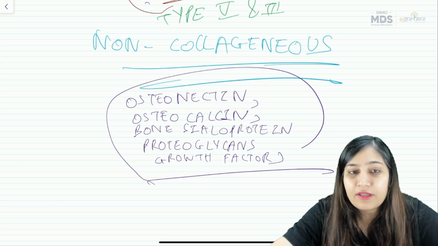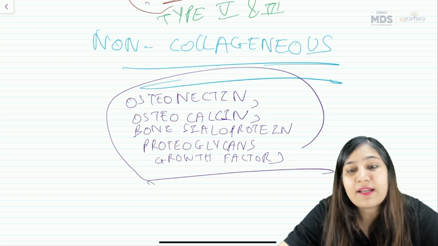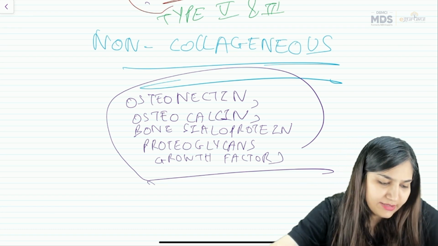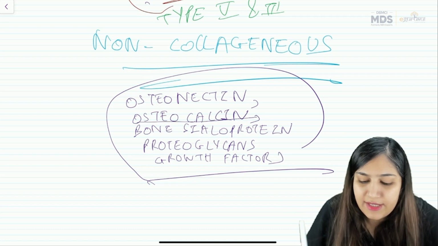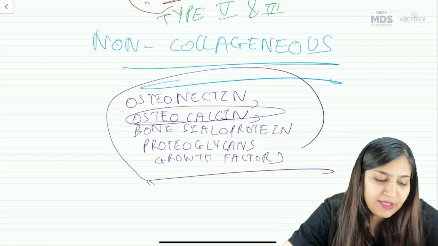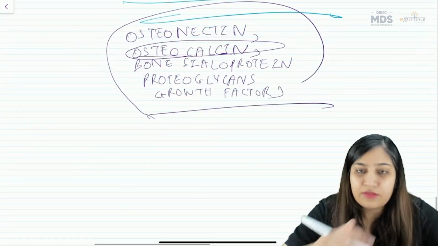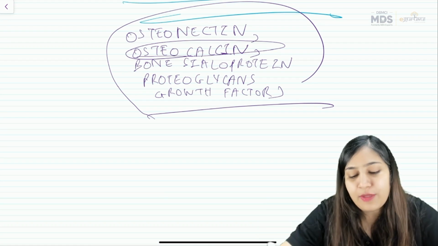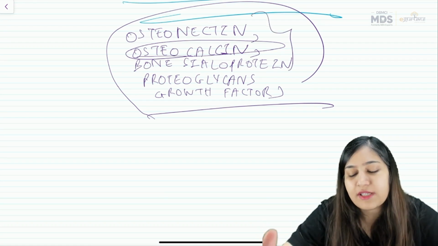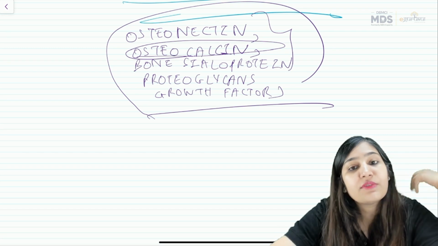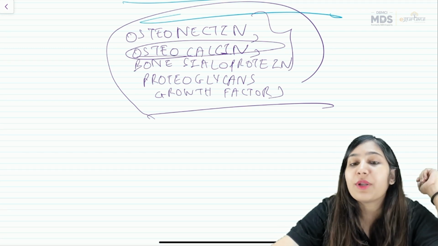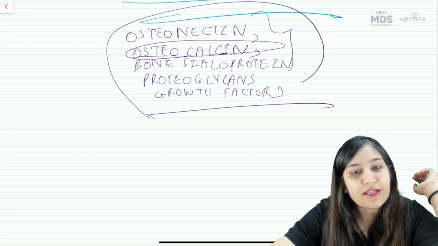Osteopontin and bone sialoprotein are mainly cell adhesion proteins. Osteocalcin is mainly a calcium binding protein helping in mineralization. So these proteins mainly help in what? Mineralization. These non-collagenous proteins help in mineralization. The presence of collagen is very important. Why? Because it resists the load to prevent fracture.